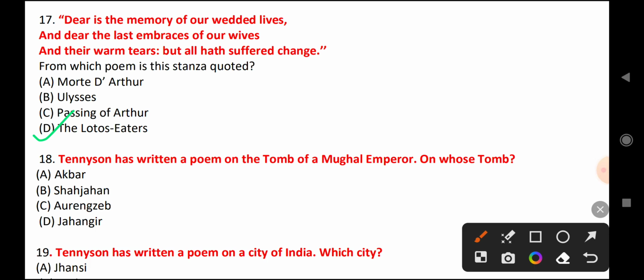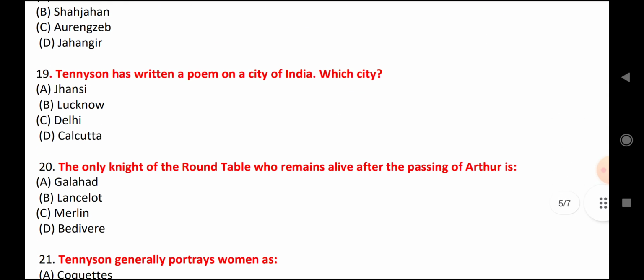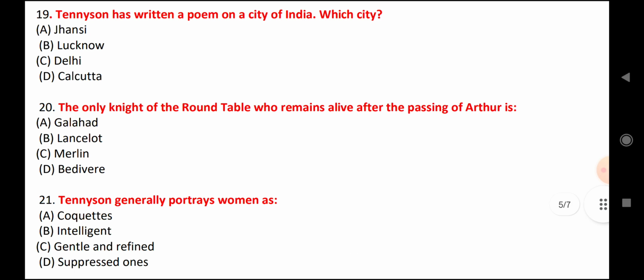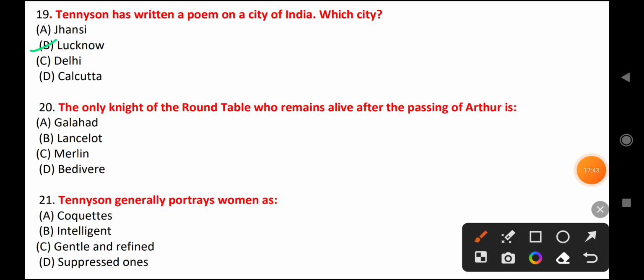Next question is: Tennyson has written a poem on the tomb of a Mughal emperor. On whose tomb has he written? So he has written on the tomb of Akbar. Next question is: Tennyson has written a poem on one of the cities of India. Which is the city? It's Lucknow.